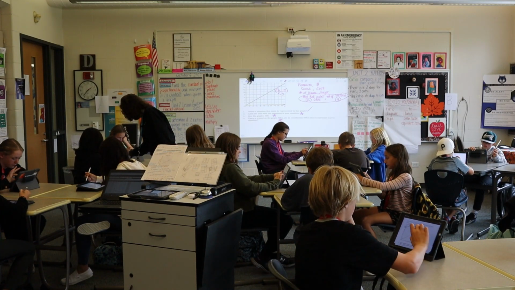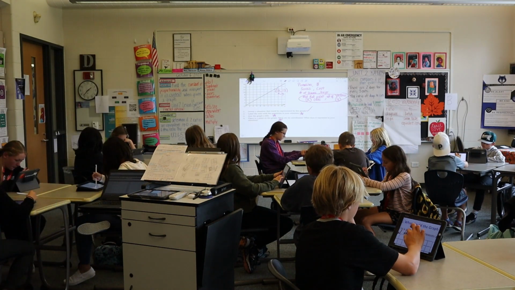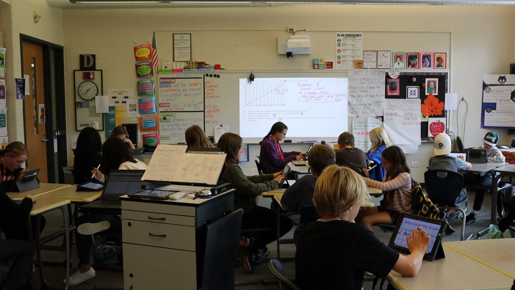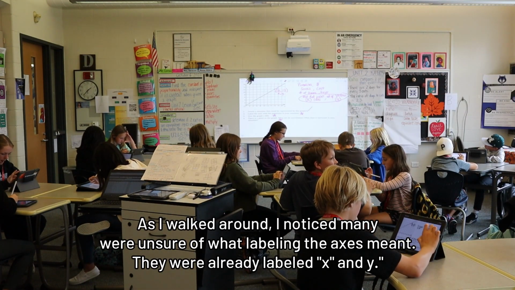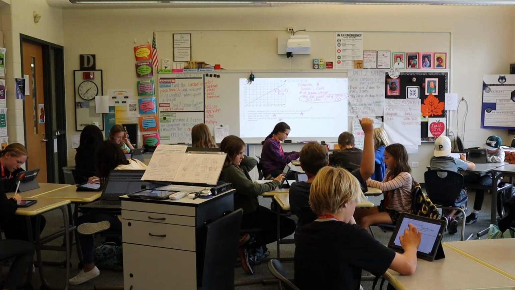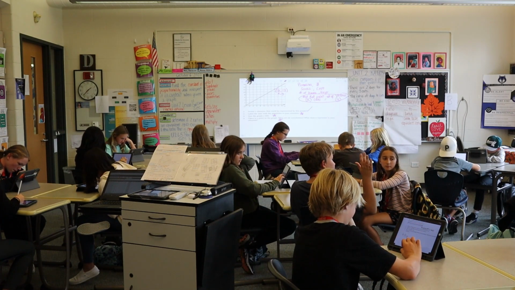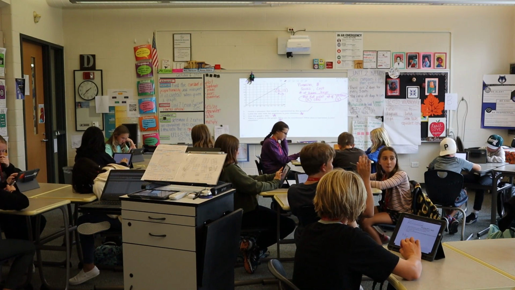Labeling the axis. Oh, the axis is like, this is the x-axis, and then this is the y, so you're labeling. What is this going to represent? Red, what did we say? Number of cans of red paint.